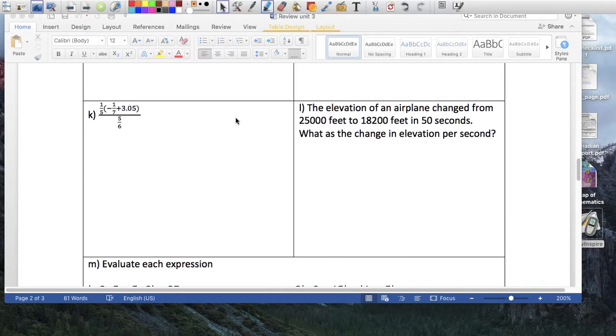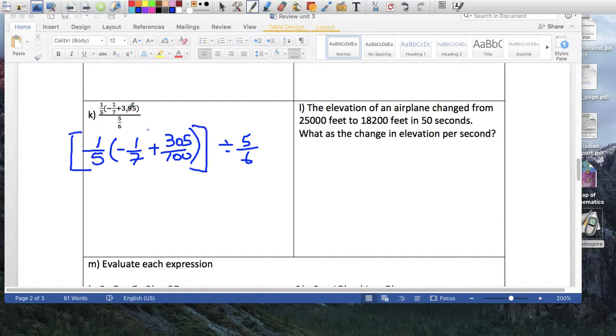Okay, yikes. Okay, let's do K. K has a lot of stuff. So again, all this in the numerator is going to become one single number, which you're then going to divide by 5 over 6. So let's do that. So 1/5 minus 1 over 7 plus, and then I change that to a fraction, is 305 over 100, right? I'm going to divide that by 5 over 6. So this is my numerator. So let me protect my numerator. So all this, this whole thing here, is my numerator. So evaluate that, and then divide that by 5 over 6.